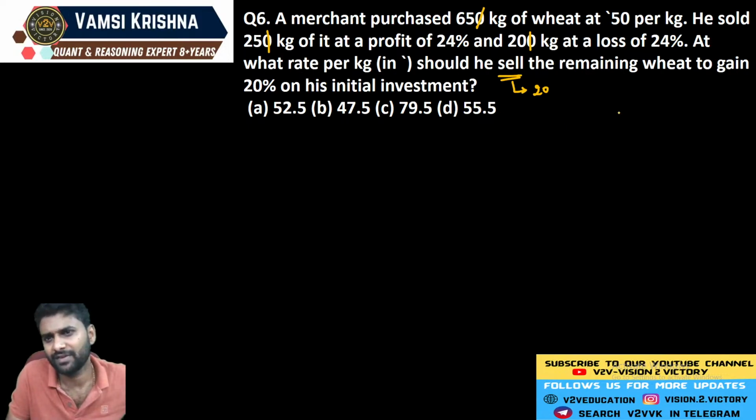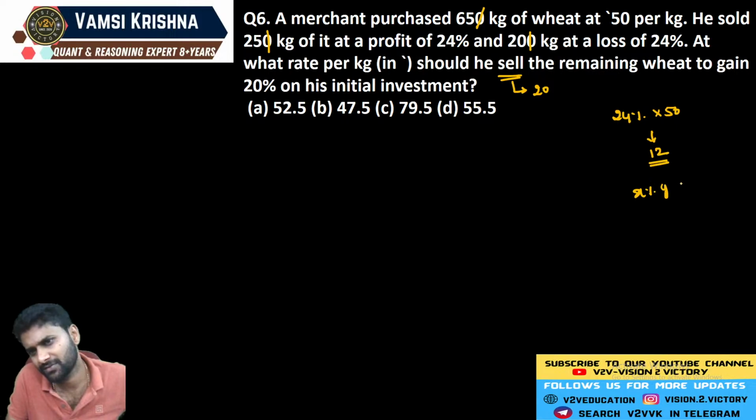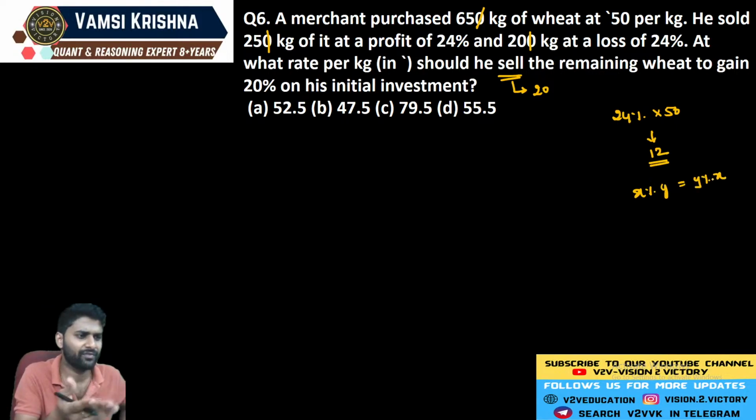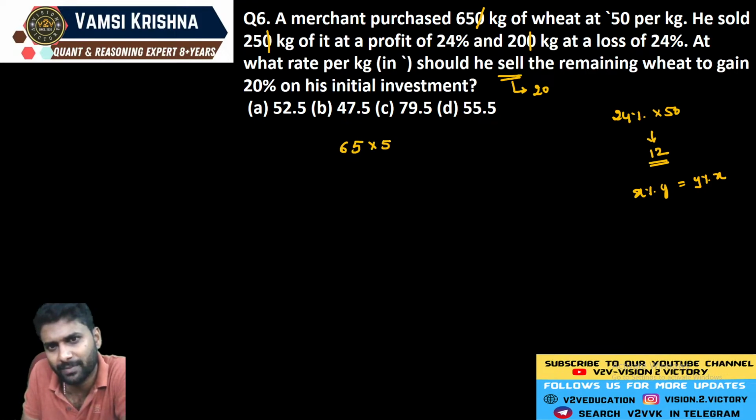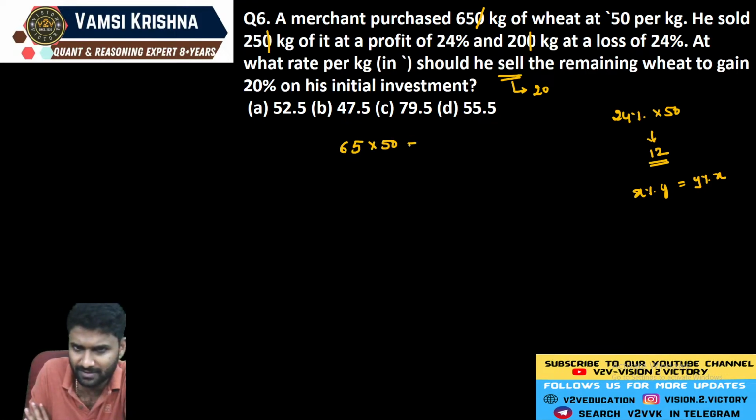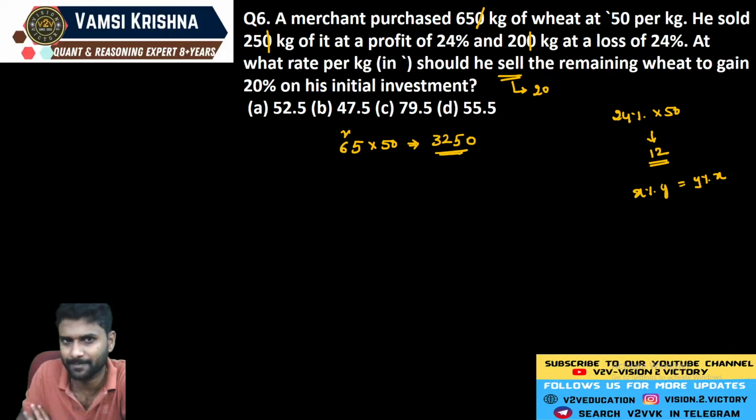Now first, 24% of 50. How much? 24% of 50 is exactly equal to 12 rupees. Why? Because there is an application: X percentage of Y is exactly equal to Y percentage of X, meaning 24% of 50 or 50% of 24, both values are the same, guys. Now first one, cost price: 65 is multiplied by 50. Now the answer is still the same. 5 × 5 is 25, 6 × 5 is 30, so it's a value of 3,250. So that's the cost price.